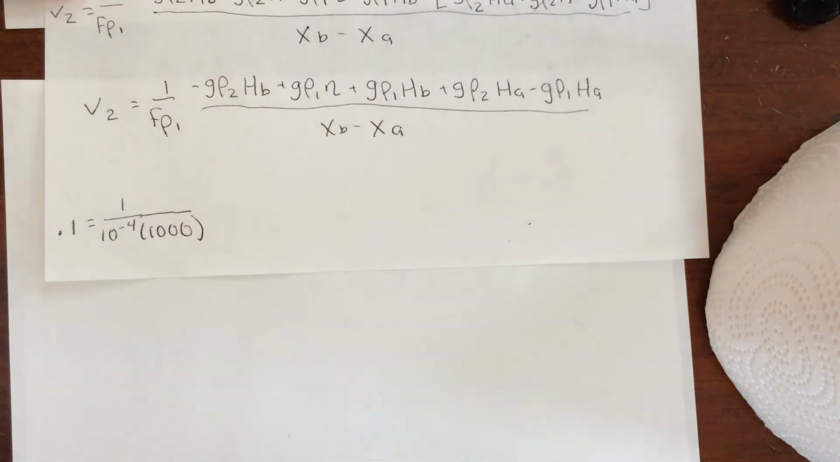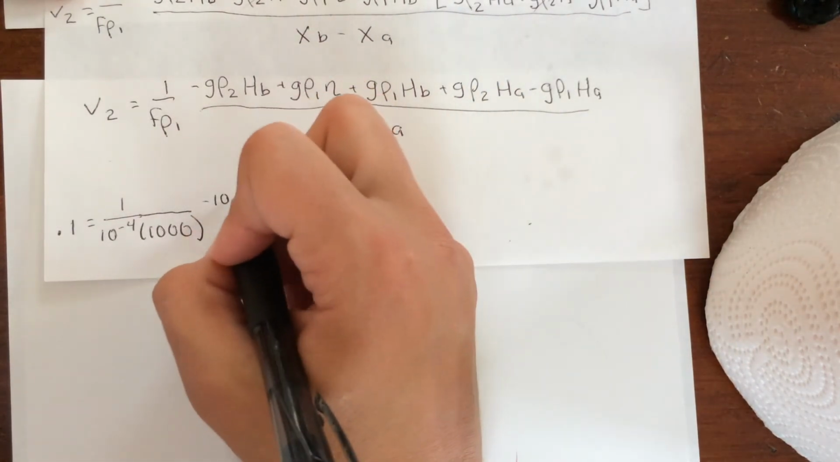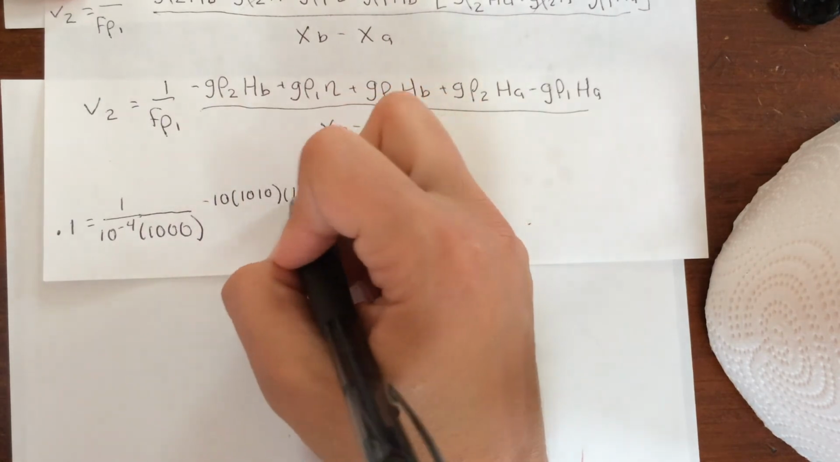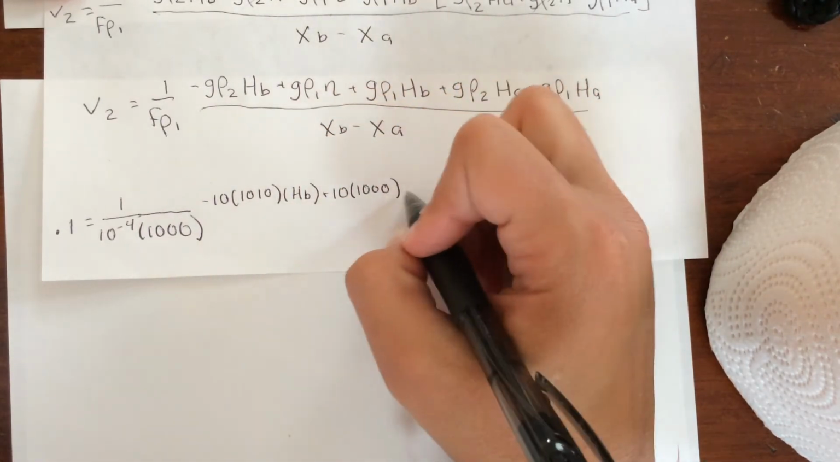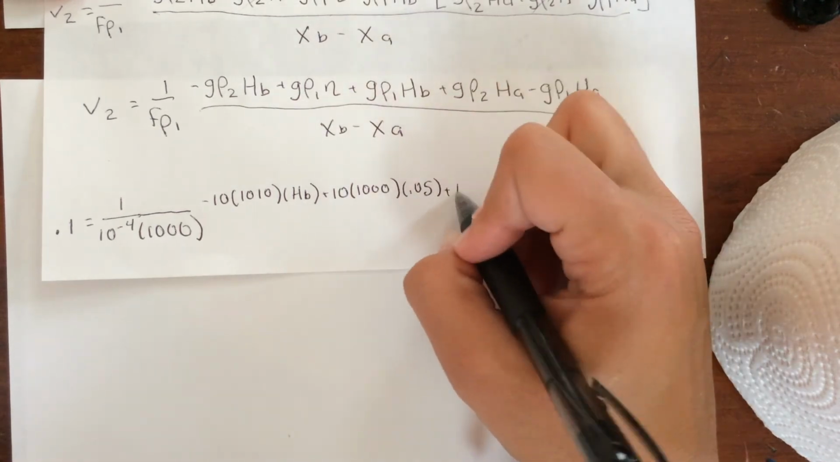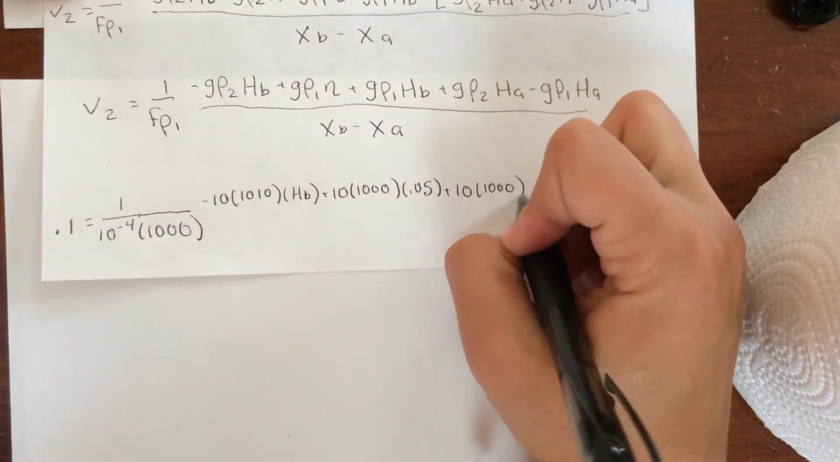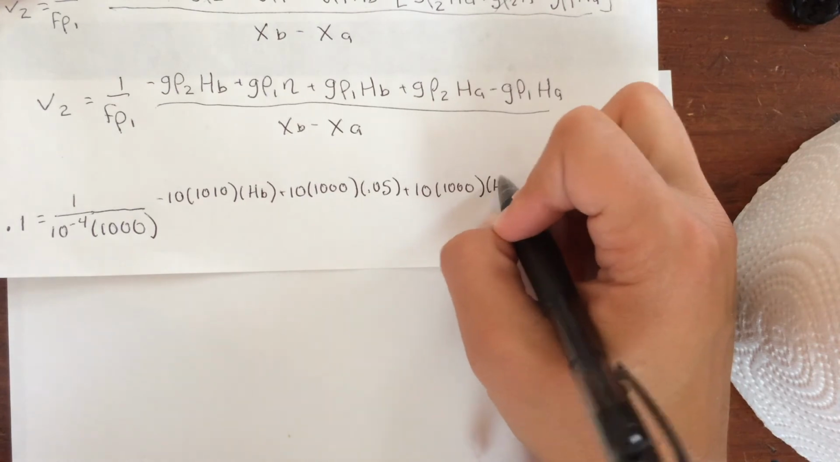But anyways, we know that the velocity in the bottom layer must equal the velocity in the top layer, so we can set v2 equal to 0.1 and solve for hb and ha. Again, see if you can find an equation relating ha to hb. If not, follow along with me again.